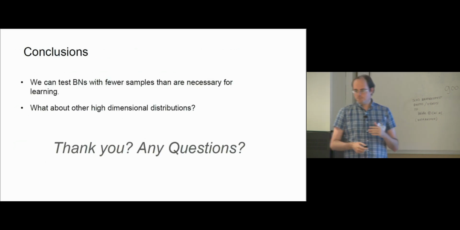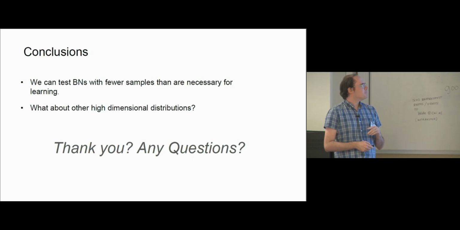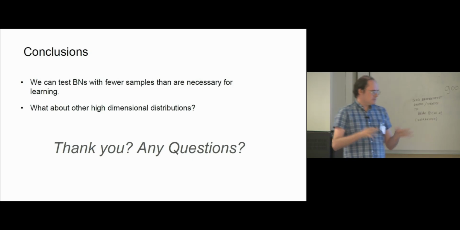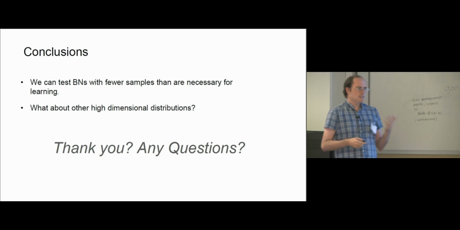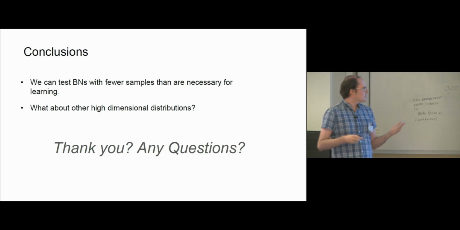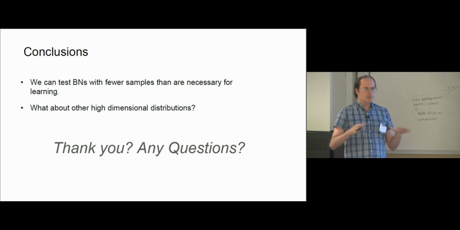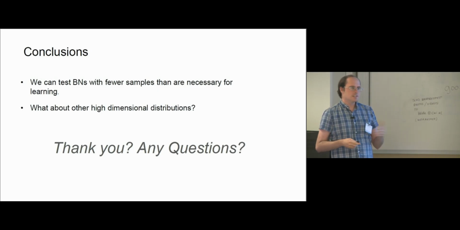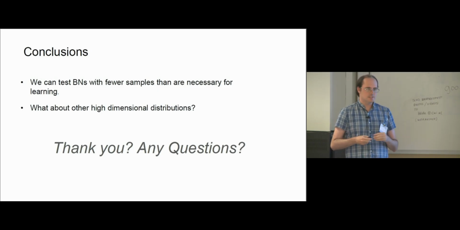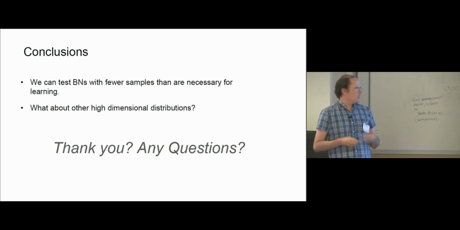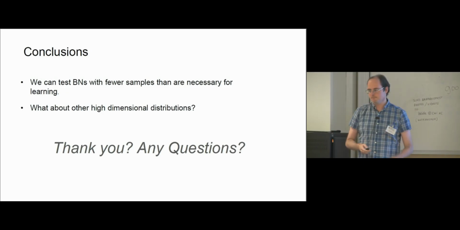In conclusion, we can test Bayesian networks for these properties with fewer samples than needed for learning. This is kind of a new area for high-dimensional distributions, so the question is, can we do this for other high-dimensional distributions with other types of structure? Thank you.